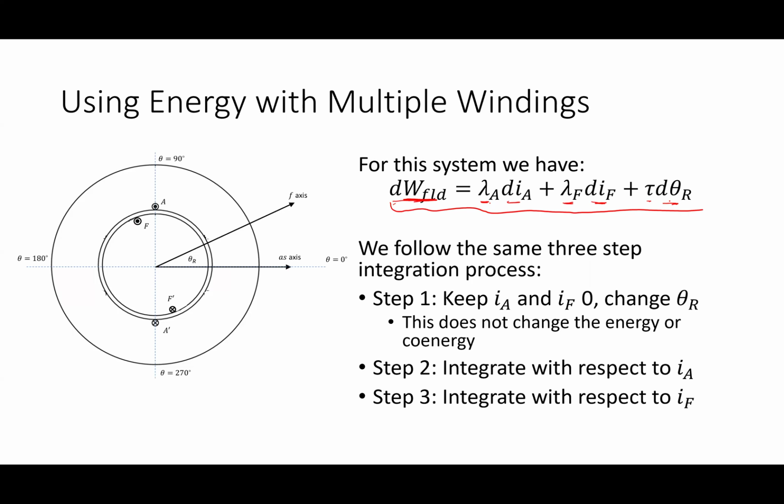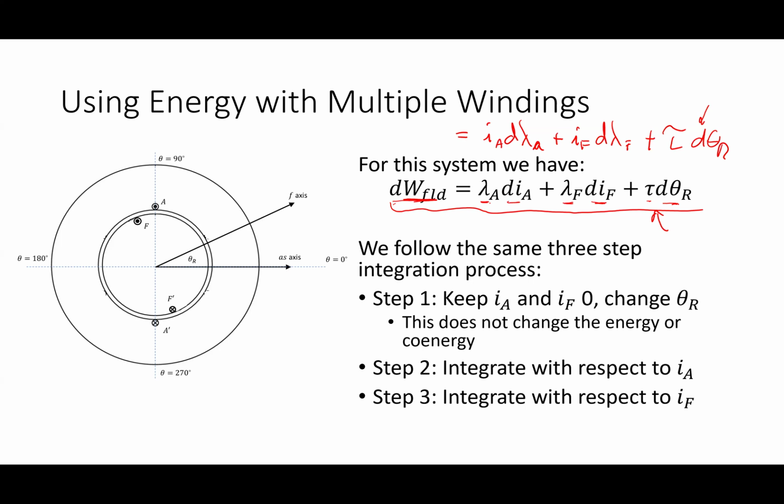Now, you guys are glossing over going, what the heck is he talking about? If you look at what I had before, it was IA d lambda A plus IF d lambda F plus tau d theta R. This integral is hard. This one is easy. And we're going to see that one as we go through.